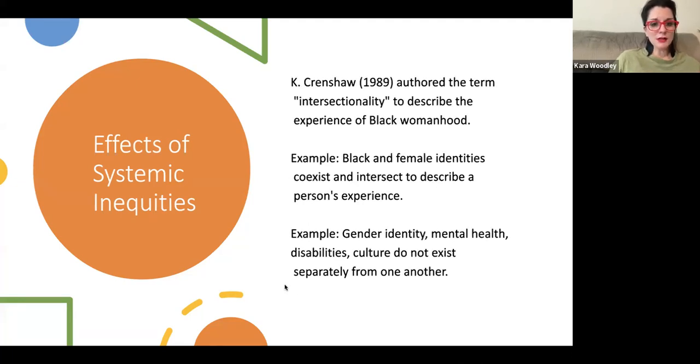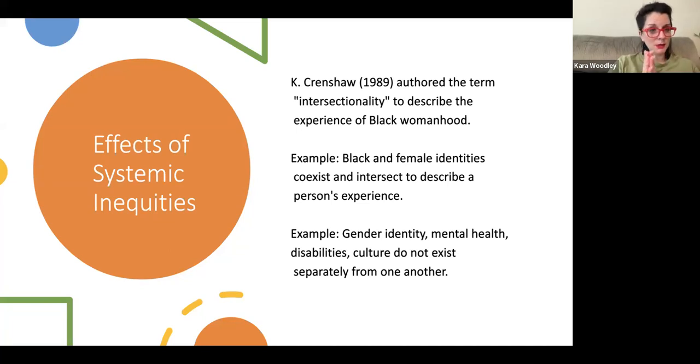So another effect of systemic inequities, looking more about intersectionality and kind of where it came from. Kimberly Crenshaw, in about 1989, authored the term intersectionality to describe the experience of Black womanhood. We talked a little bit earlier, like my identity would be I am a white middle-class female who is an educator. And so your identity is probably different from mine.